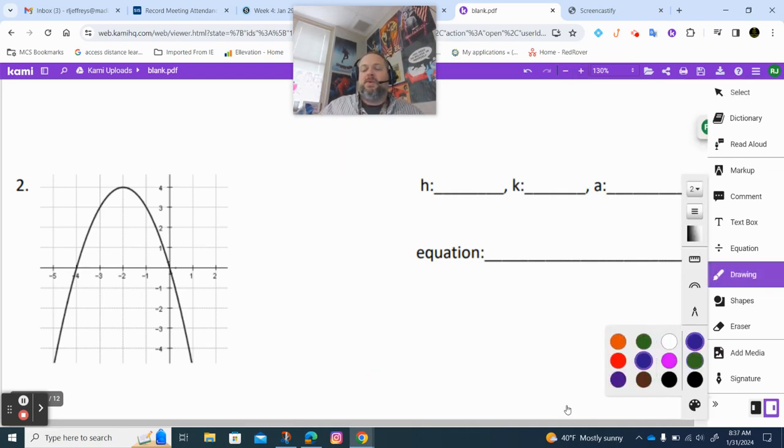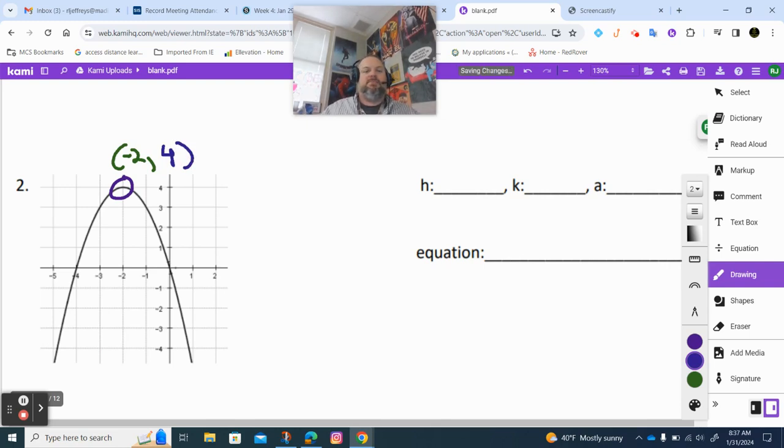All right. So we have to find our vertex, and that happens to be at this point right here. This point is at -2, 4. Okay, -2, 4. Guess what? That's our H and K.